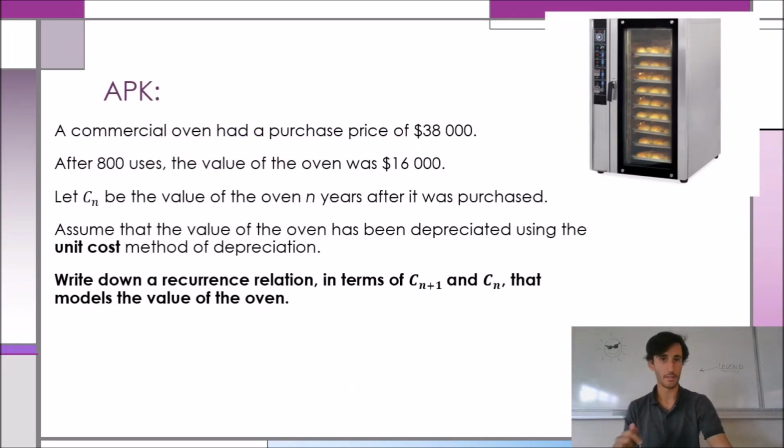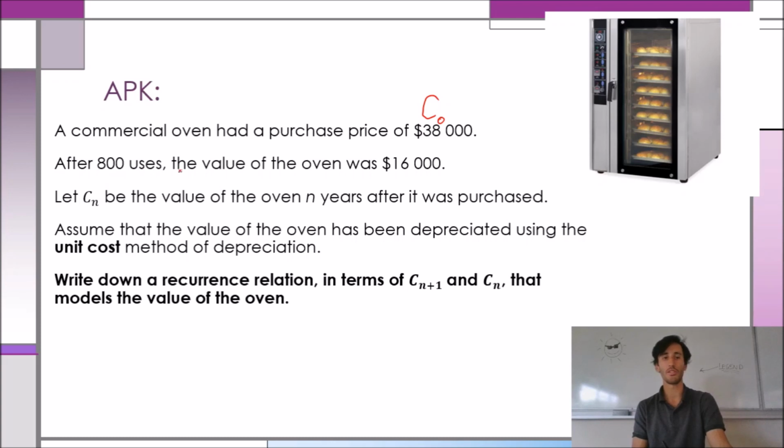So from last lesson, we need to be able to do a question like this. Now, I would ask you guys to pause and give it a go yourself. And now I'm going to give it a try. So a commercial oven has a purchase price of $38,000. We know that that's going to be our C0. Now C, I'm using C because the question asks for C. So C0 is 38,000.